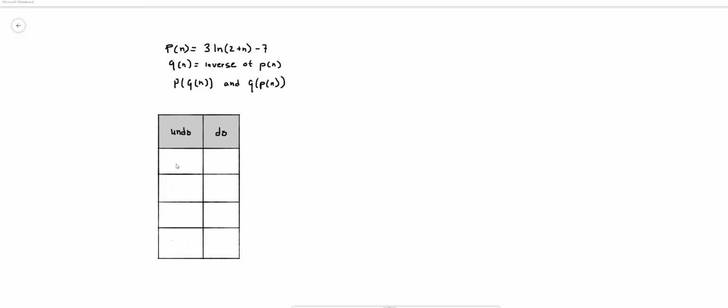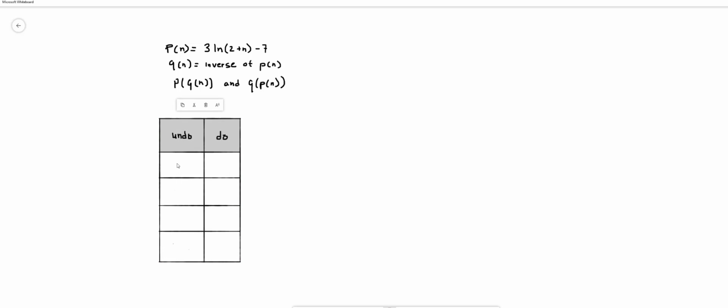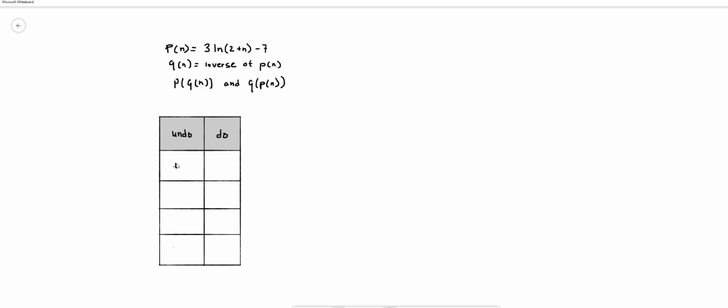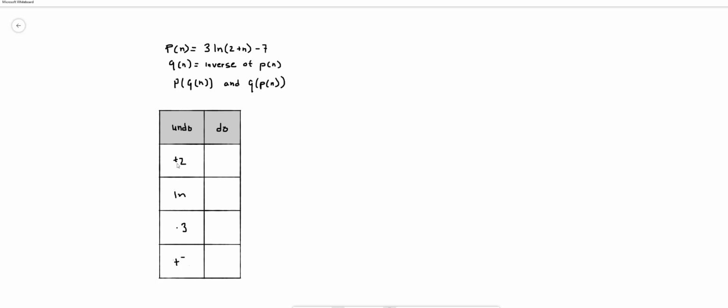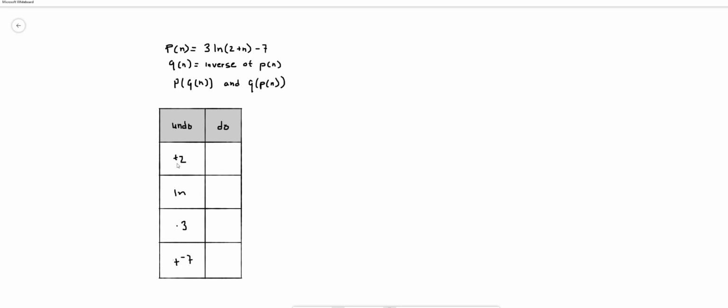So going from the outside in, what has been done to n that needs to be undone? First, we are going to add 2. Then we're going to take the log, and then we're going to multiply by 3, and then we are going to subtract 7, or add a negative 7, as we've been shown.